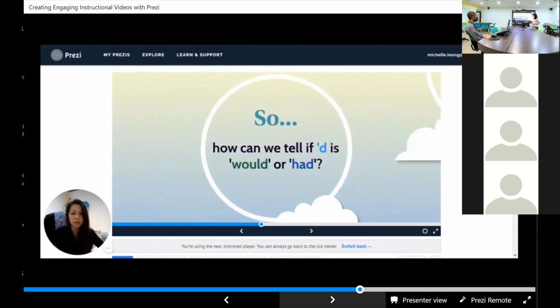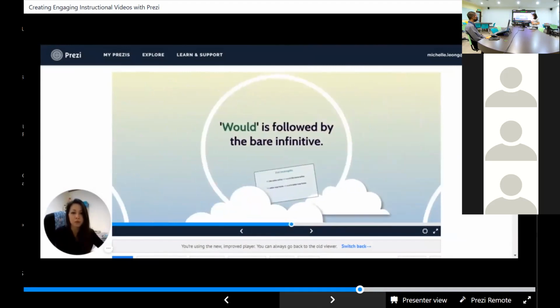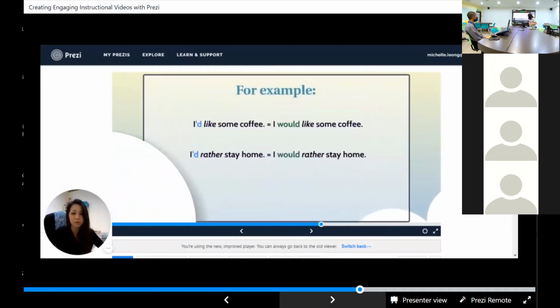So how can we tell if apostrophe D is would or had? Would is followed by the bare infinitive. Bare infinitives are like and rather in these examples. I'd like some coffee means I would like some coffee. I'd rather stay home means I would rather stay home.